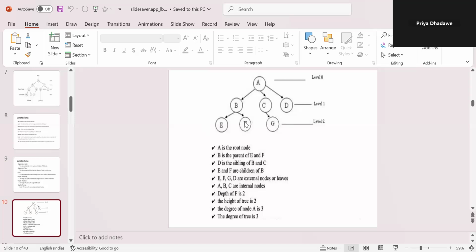Okay. The depth of F is 2, as A is at level 0, whereas depth of E and depth of G node is also 2. The height of the tree is 2, as the height of a node is 2. Over here, height of E node is 0, B node is 1, and A node is 2. So the height of the tree is 2. The degree of A is 3, right? It has 3 nodes. Degree of B is 2. Degree of C is 1. So the degree of the tree is 3.